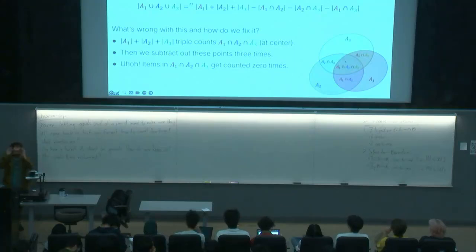And if you're not totally convinced, just write out a small example after class. And then convince yourself that if you subtract out these pairwise intersections, you end up counting these items 0 times. So how do we fix it?